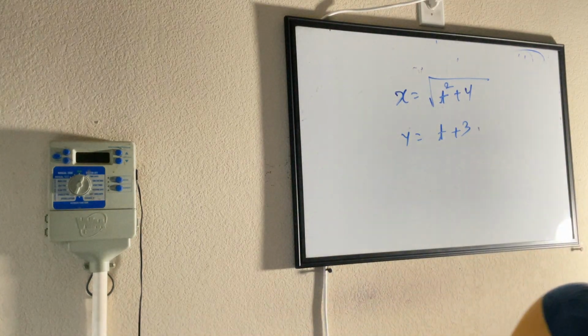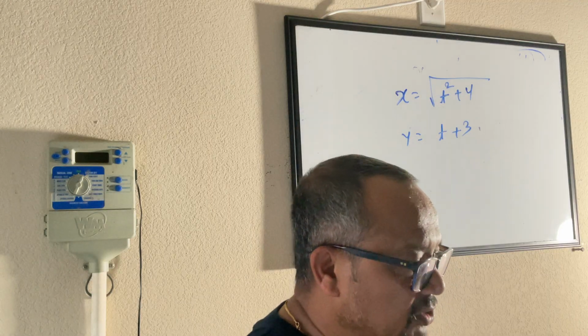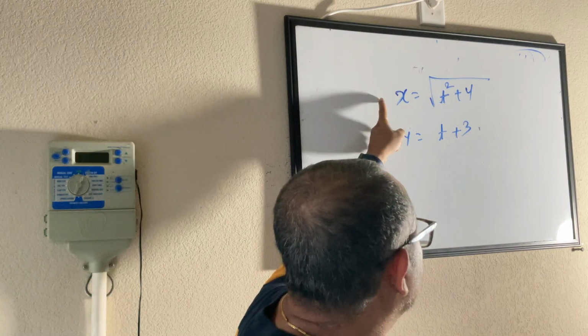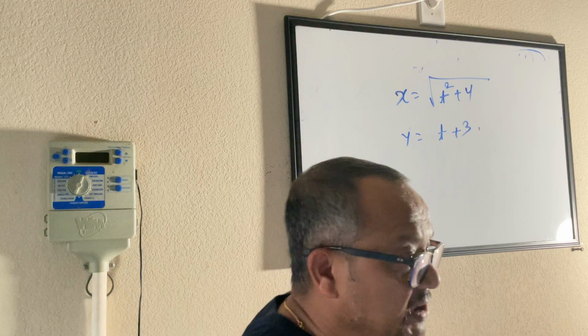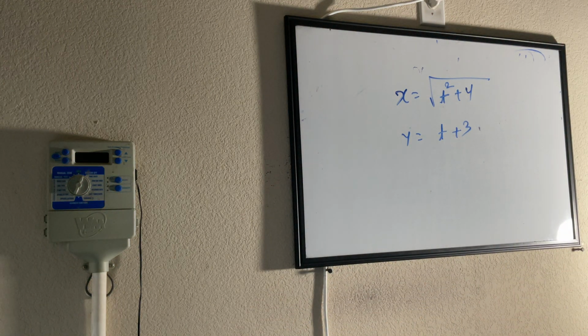So, is everybody trying this one? I'm waiting to hear from you guys what will be the equivalent rectangular form of these two parametric equations. So, I will do it for you. See, you have x equals t square plus 4, and y equals t plus 3.